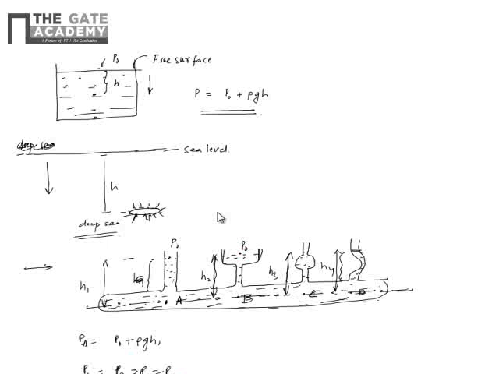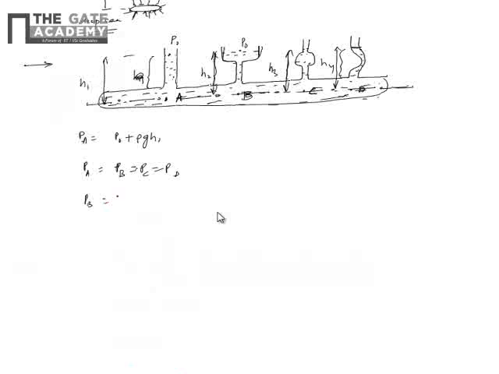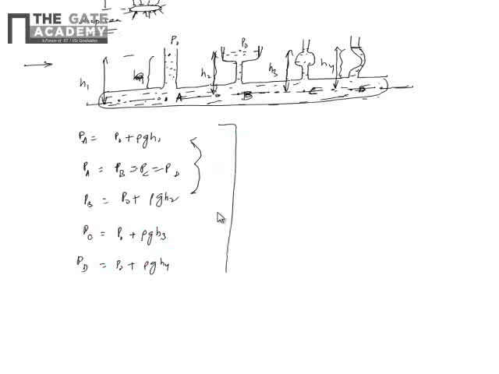Say if here you have P naught, then at PB I can write P naught plus rho g H2. Similarly, for PC and PD, I can write P naught plus rho g H3 and P naught plus rho g H4. So from all these equations I can say that H1 is equal to H2 is equal to H3 is equal to H4. So irrespective of the type of funnel, one thing is clear, that levels will be of the same height in all the funnel types.